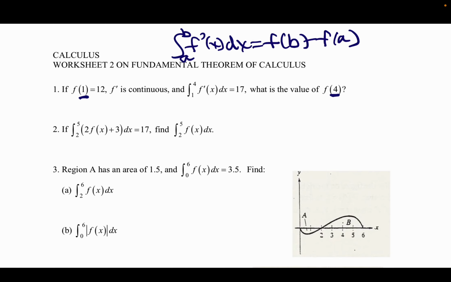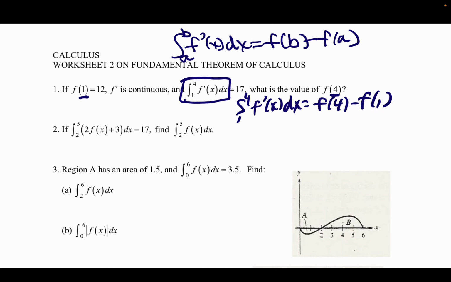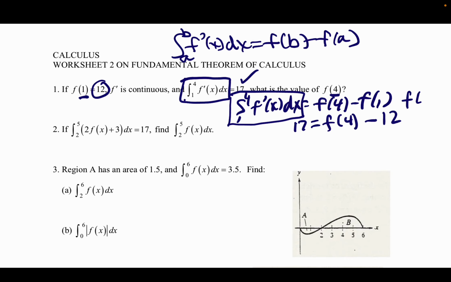All right, so what I'm going to do is I'm going to say this: the integral from 1 to 4 of f prime of x dx is equal to f of 4 minus f of 1. Always write that down, be very literal. They happened to already work it for us. They told us it was 17. So this whole thing is 17. So I have 17 equals f of 4, which I'm looking for, minus f of 1, which is 12. So I add 12, and I get f of 4 is 29. And so it's a way to find the original value.